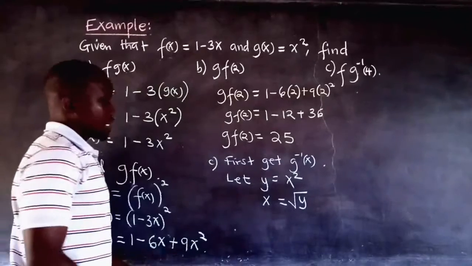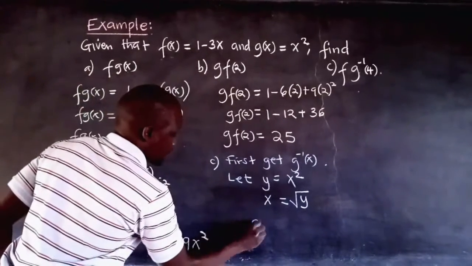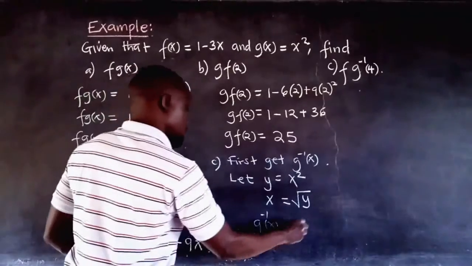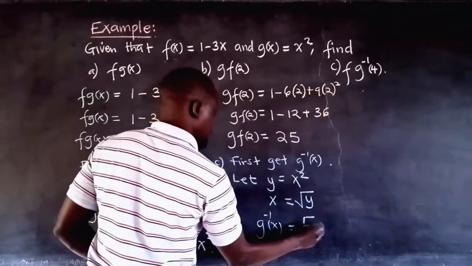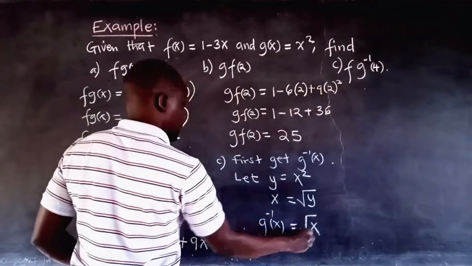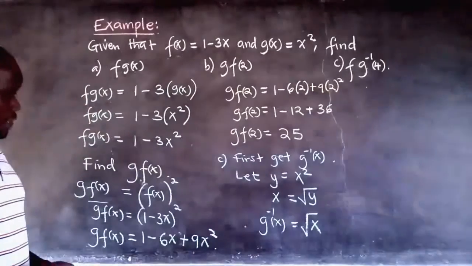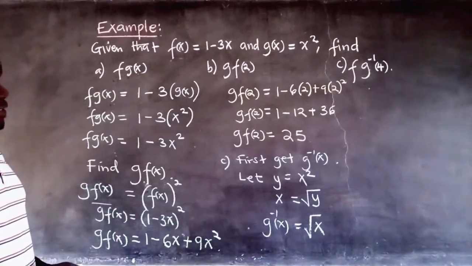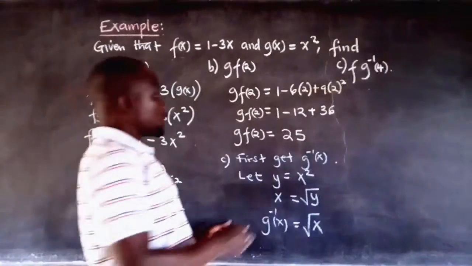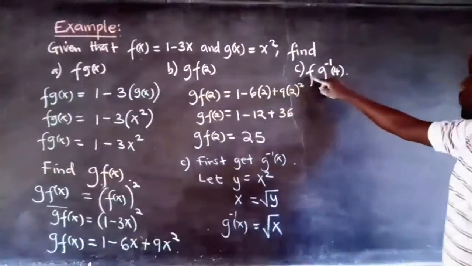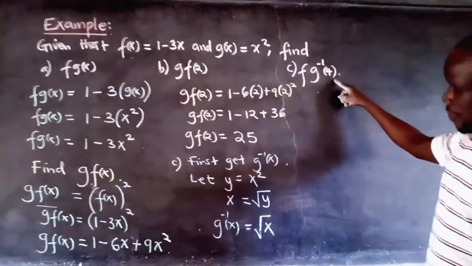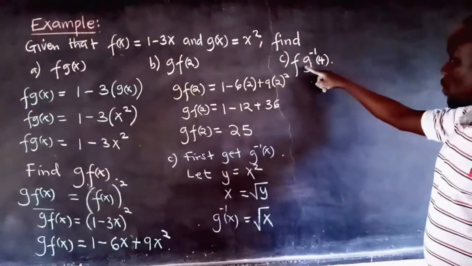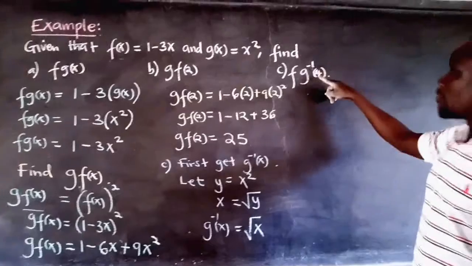After making x the subject, we substitute for this as g inverse, and g inverse will now be equal to root of x. Where you have the unknown, you also substitute back the x. So that is g inverse of x as root of x. We now require to continue. Remember, we have to get f g inverse of 4. But before getting f g inverse of 4, we shall first get f g inverse of x.